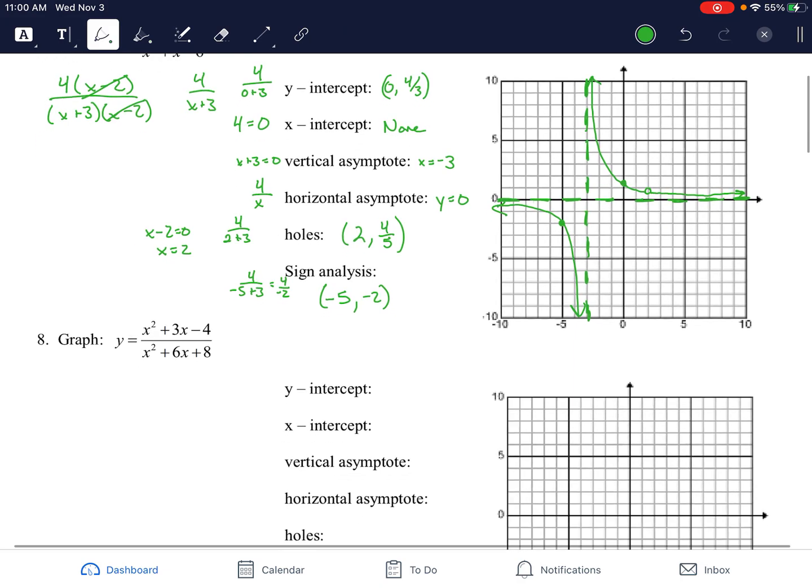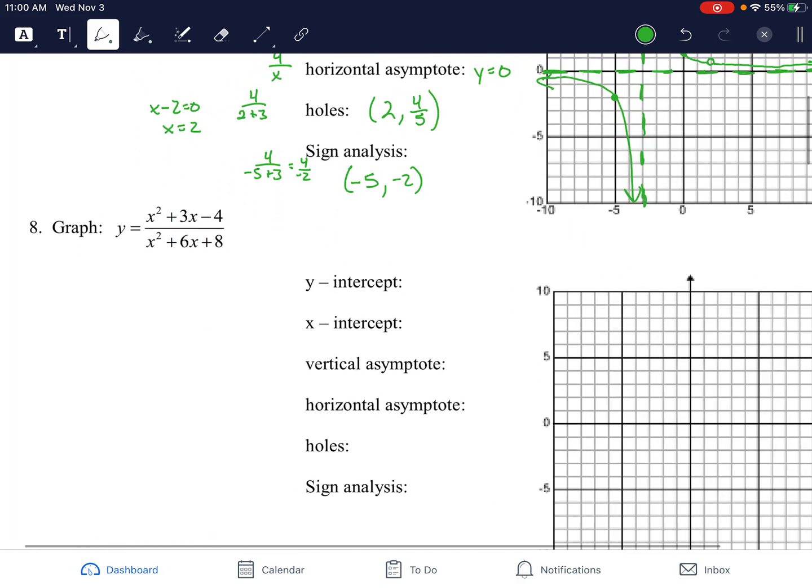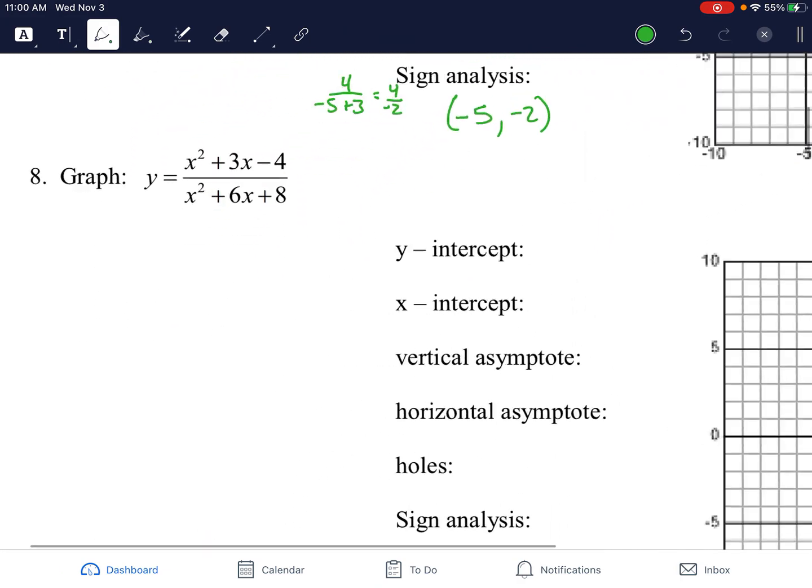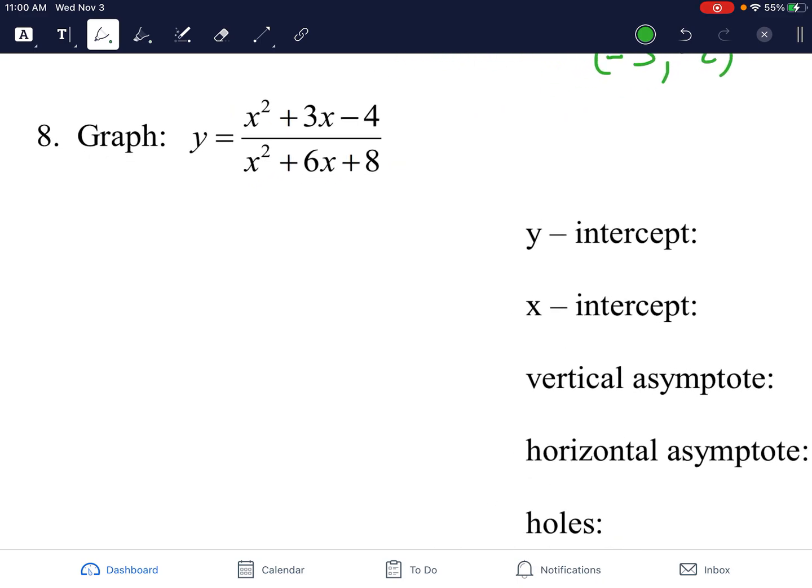Okay, the next one. Again, we have to factor. So we factor this. Two numbers that multiply to give you negative 4 but add up to give you positive 3 are going to be x plus 4 and x minus 1.